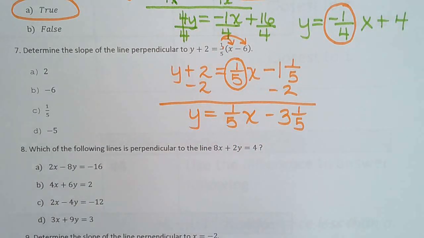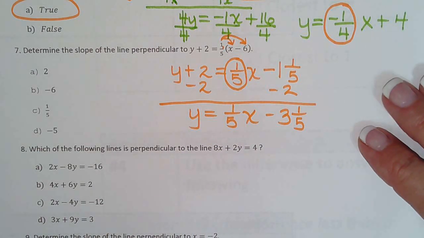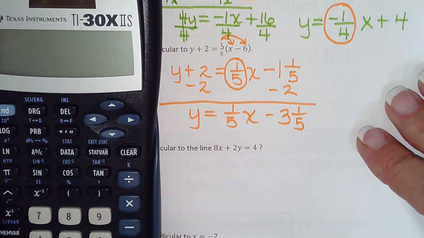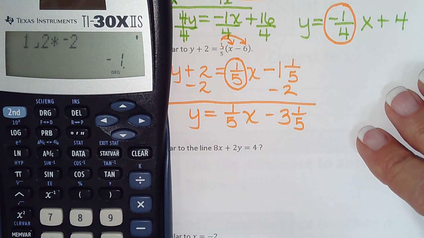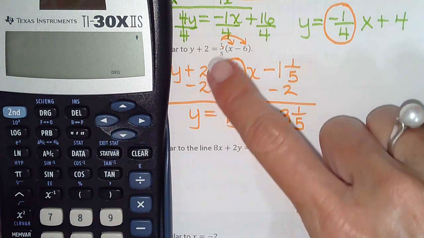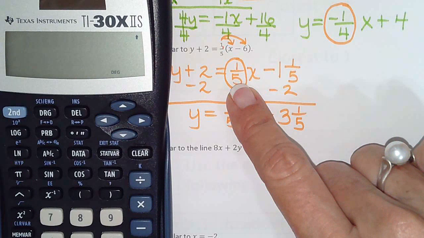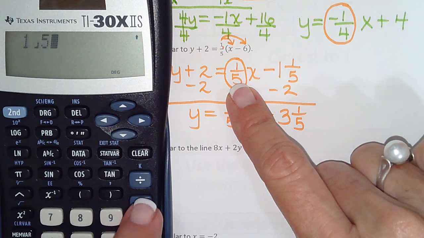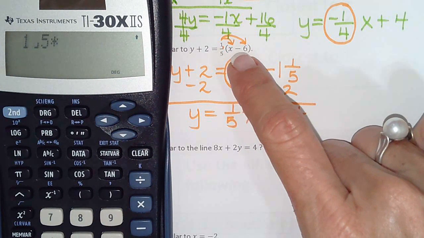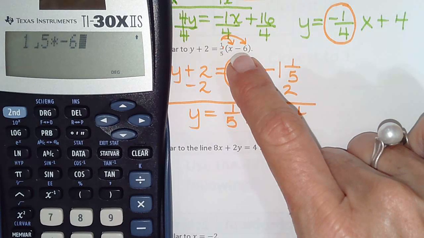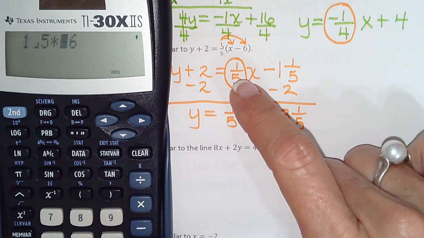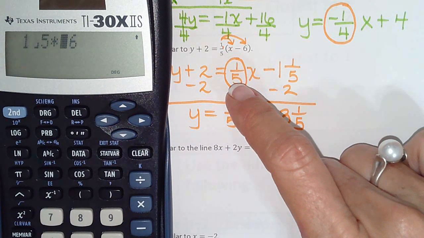So maybe I should go over this on the calculator just so everybody's comfortable. I don't want to throw something out there and have you not understand where I got it. So 1/5 times x obviously is 1/5 x. 1 fraction bar 5 times negative 6. Oops. Oh, I did subtract 6.